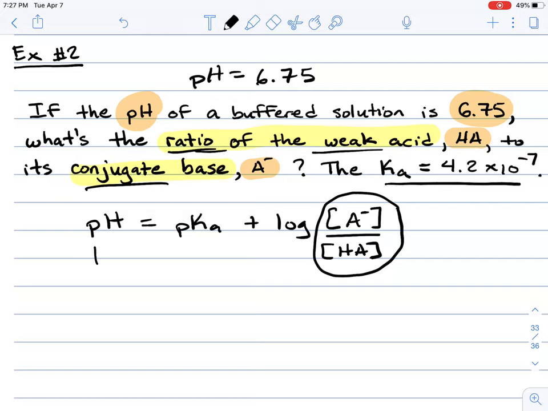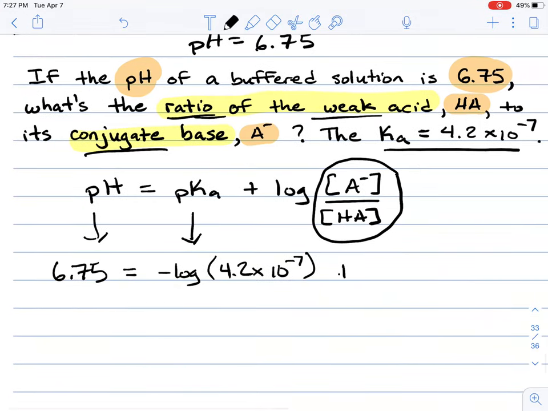Okay, and so for now, we're going to replace pH with 6.75. And when we take the pKa, what we're going to do is take the negative log of the Ka. And so the negative log of 4.2 times 10 to the negative 7 is equal to some value, and that's going to give us the log of the concentration of A minus over the concentration of HA. Okay.